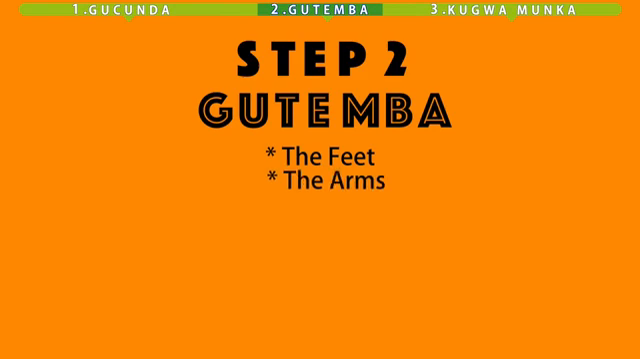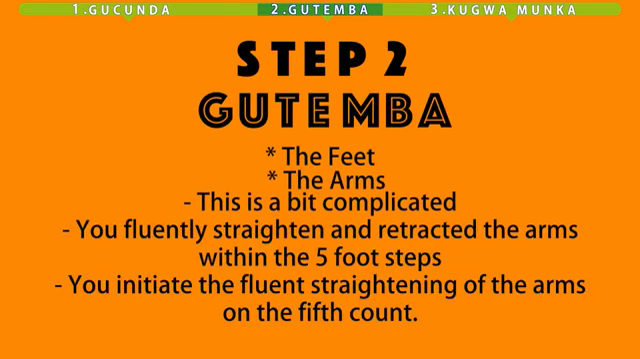Next, it's the arms. This is a bit complicated. You fluently stretch and retract the arms within the 5 footsteps. You initiate the fluent straightening of the arms on the 5th count, like this. Let's go.